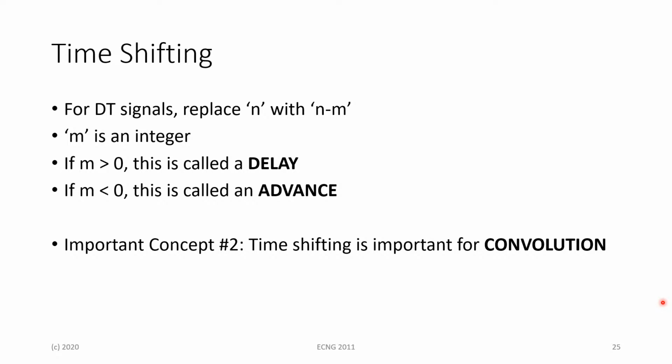For discretized time signals, the shift is just n minus m. And the same properties hold true as for continuous time signals. If m is positive, it's going to be a delay. If m is negative, it's going to be an advance.